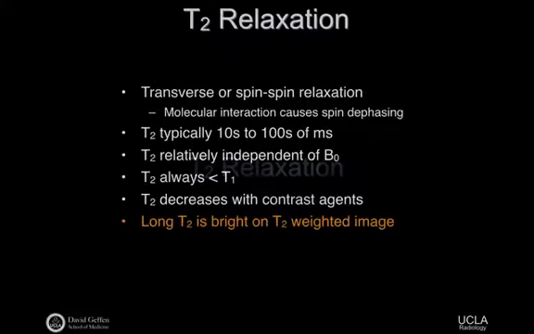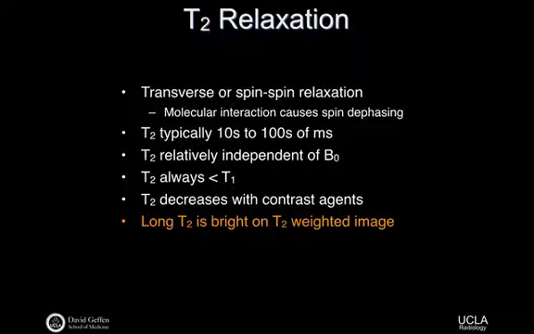We can similarly talk about the T2 relaxation. So here we're talking about what happens in the transverse plane. And this is also referred to as spin-spin relaxation, so spins interacting with spins. Typically short, sort of tens or maybe hundreds of milliseconds. And interestingly, it's relatively independent of B0. So we said T1 can get longer with increasing B0. T2 stays about the same. It's always the case that T2 will be less than T1, sort of physically what governs these things.